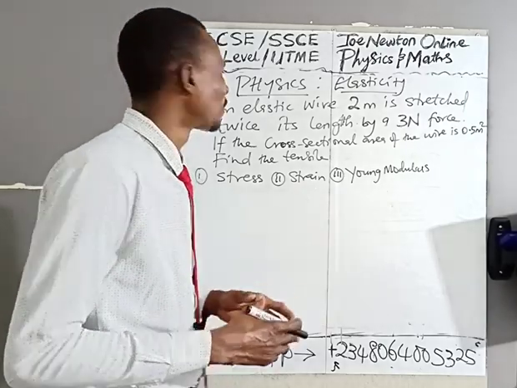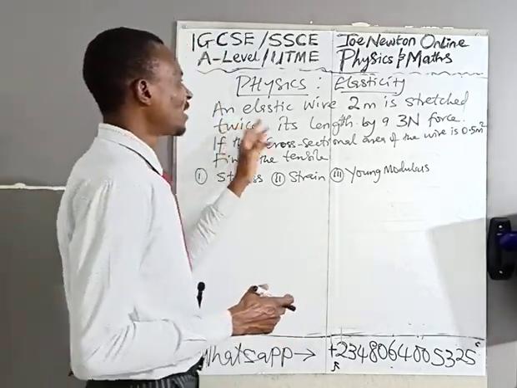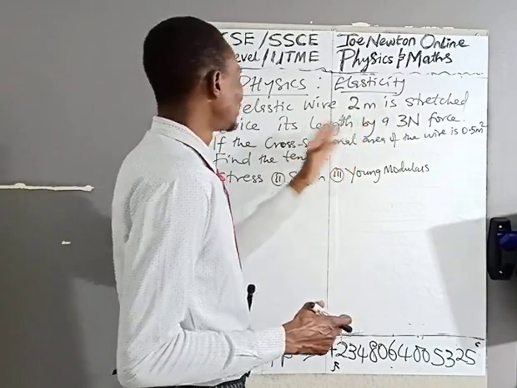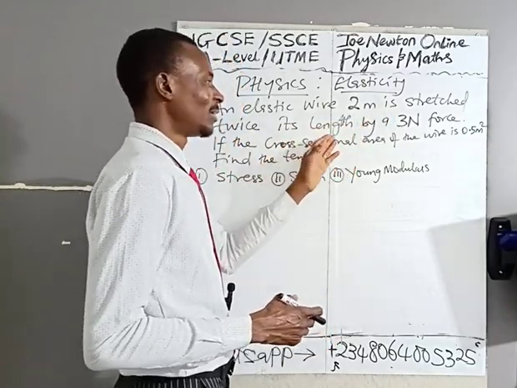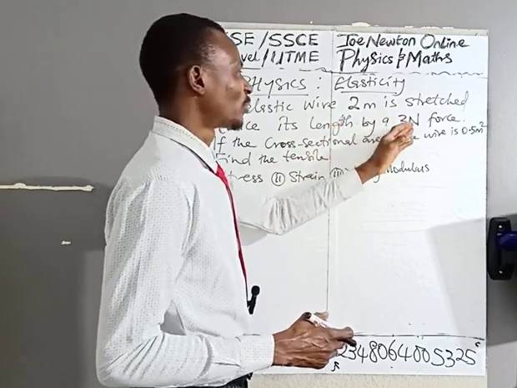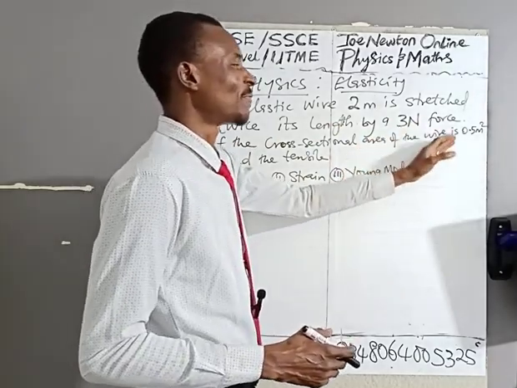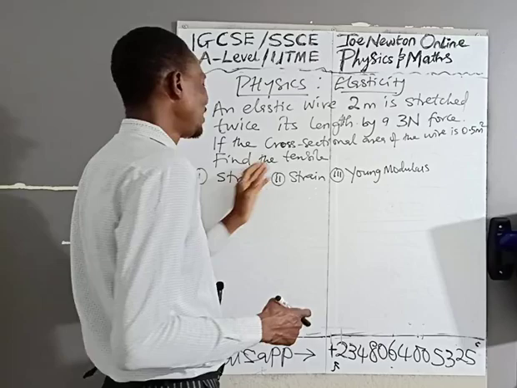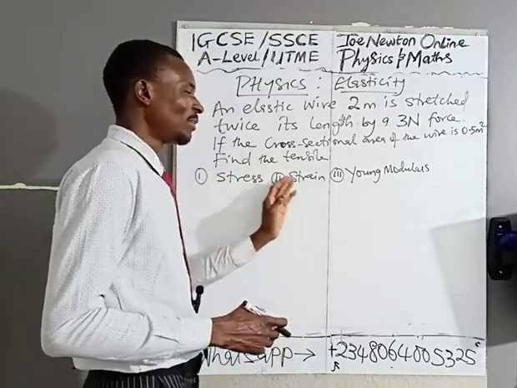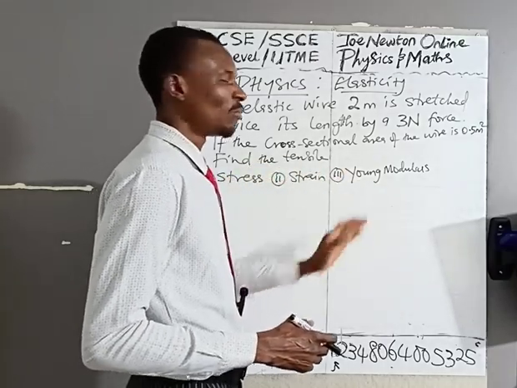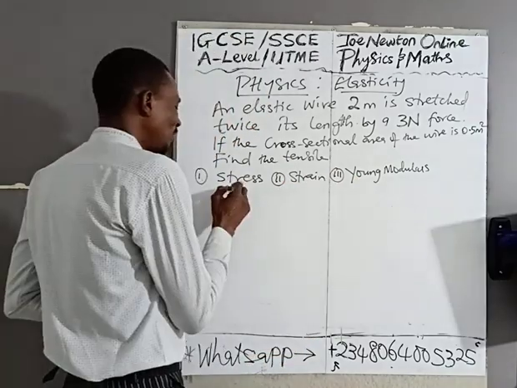And Young's modulus. The question says an elastic wire 2 meters is stretched twice its length by a 3 Newton force. If the cross-sectional area of the wire is 0.5 meters squared, find the tensile A, stress, B, strain, and C, Young's modulus. Very simple.